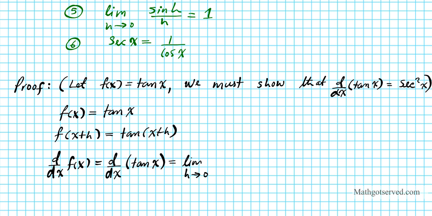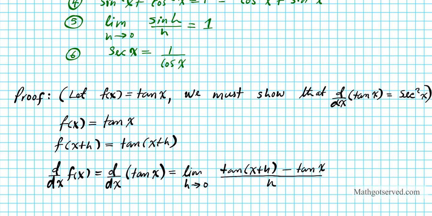So f is tan here. So instead of f of x plus h, I'm going to write tan of x plus h minus f of x, which is just tan x. And then that whole story divided by h.